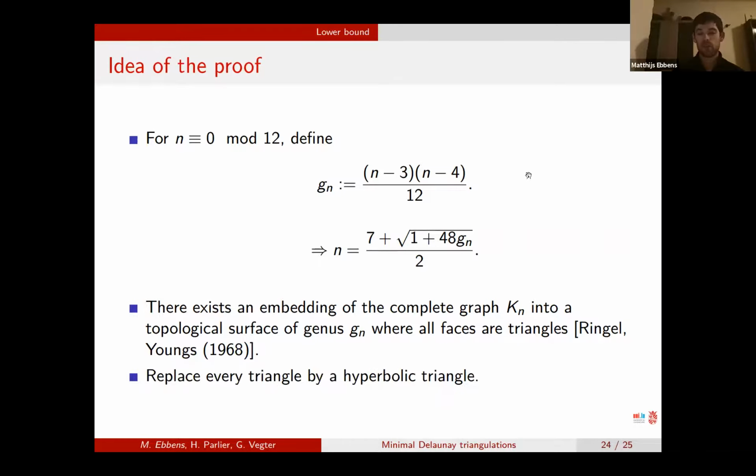So we just replace every triangle by a hyperbolic triangle, and we make them equilateral triangles. And also we choose the angle correctly so that in the end we end up with a smooth surface. And this way you can form distance Delaunay triangulations of these hyperbolic surfaces.